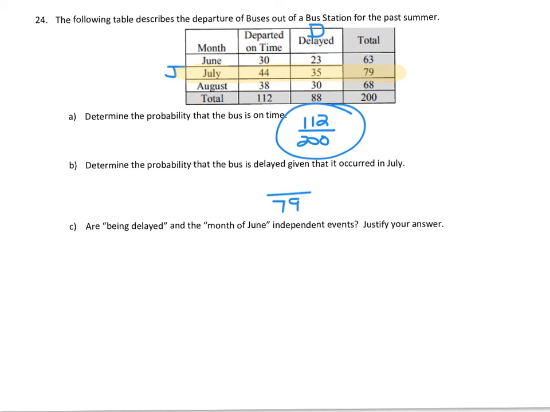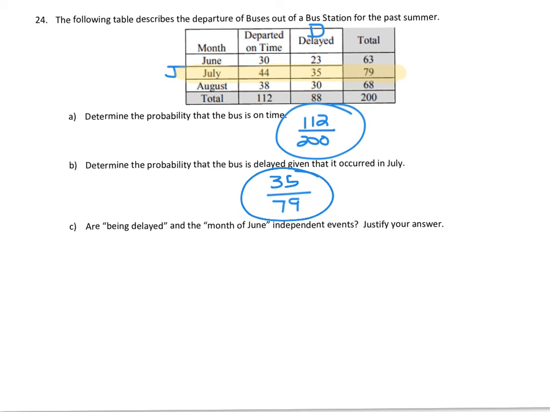Okay, now the numerator would be the number of buses that are delayed within that row of July. So the number of buses that are delayed within this row are 35. So the answer here would be 35 out of 79. And this one actually doesn't simplify.